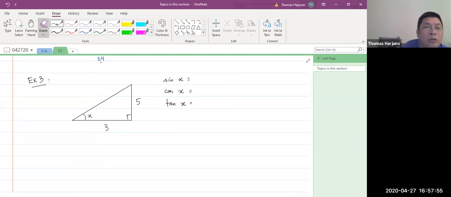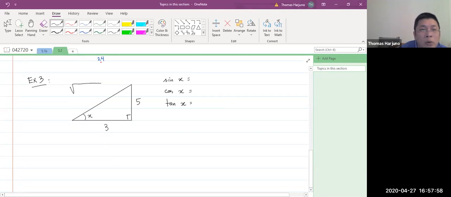This hypotenuse here will be the square root of 3 squared plus 5 squared. I think that will be square root of 34. Unfortunately, I cannot simplify that further. That's the simplest form of radical. So sine X will be 5 over radical 34. Cosine X will be 3 over radical 34. And tangent X will be 5 over 3.